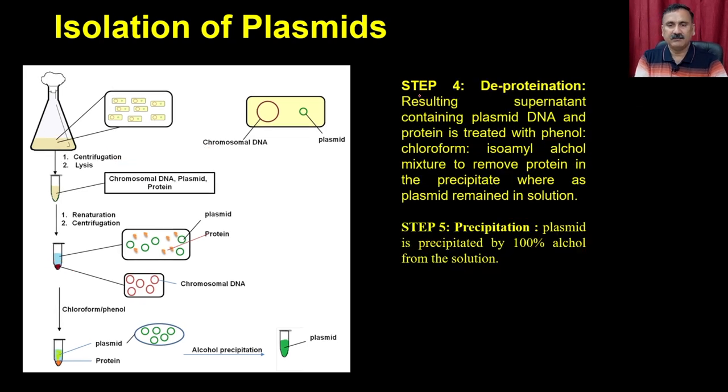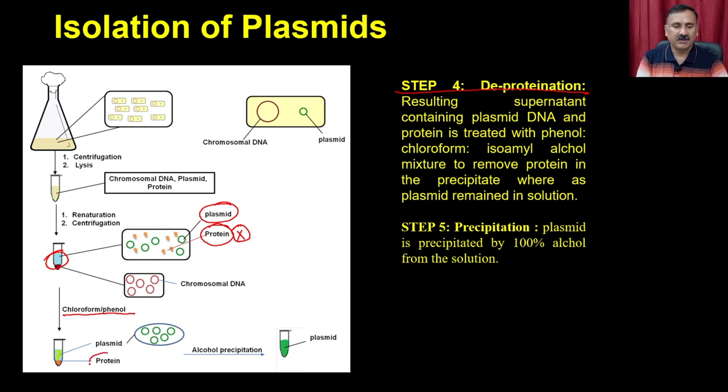Now what we have to do is remove the protein, because at this stage we have the plasmid DNA and we also have a small amount of protein. So you are going to treat this supernatant with the chloroform and phenol mixture, right? The chloroform and phenol are going to denature the proteins, and that's how you are going to remove the protein from this, okay?